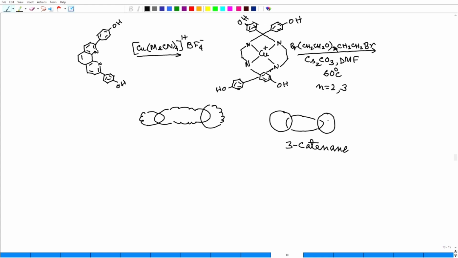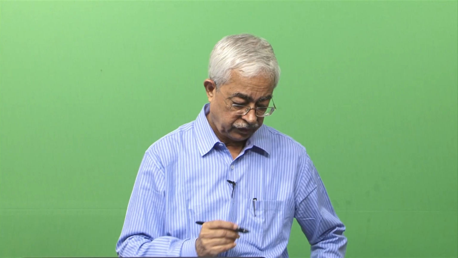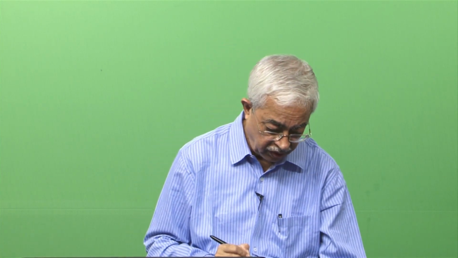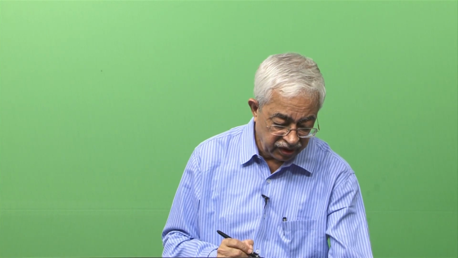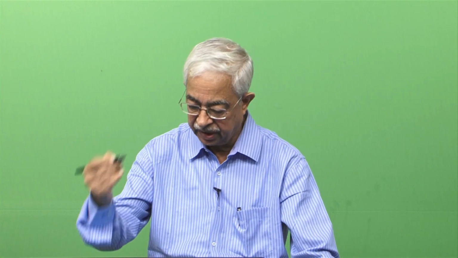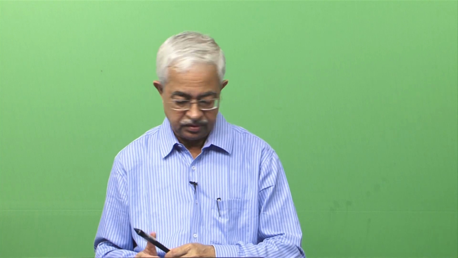So, this is called 3-catenane. One, two, three. So, we discussed 2-catenane and 3-catenane. This is based on metal ions. Okay. So, I stop here today. We will now see whether we can synthesize catenane without the use of metal ions, and that will be our aim in the next class. Thank you very much.